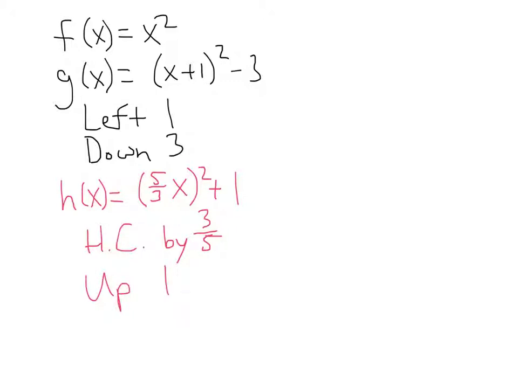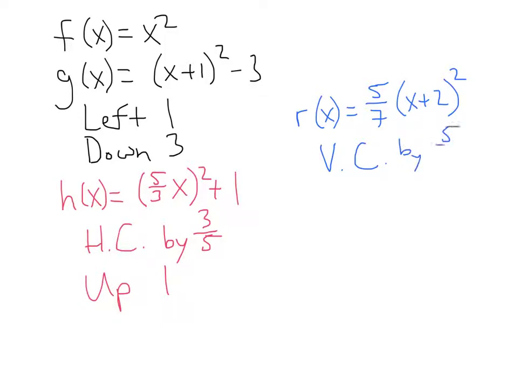Why don't we try one more with a fraction sort of thing. Let's say we have, once again, r of x equals 5/7 times x plus 2 squared. Well, first off, I have to deal with that vertical stretch or compression. So it's vertical. Now my factors are normal here. What I see is what I get. So it's a vertical compression by a factor of 5/7 because 5/7 is between 0 and 1. And lastly, this x plus 2. Well, I'm adding 2, so I'm moving to the left because I got to think opposite. Left 2.